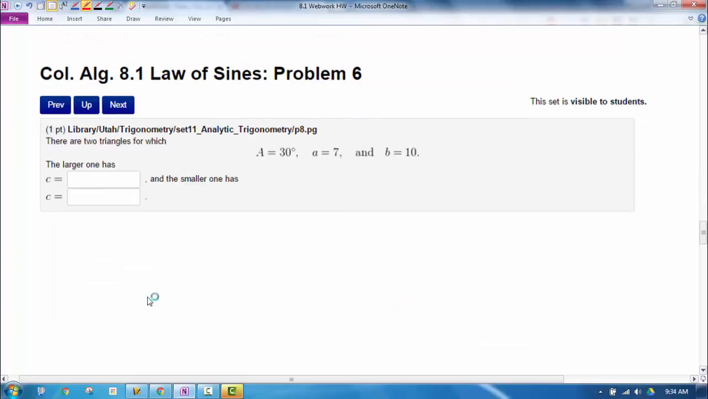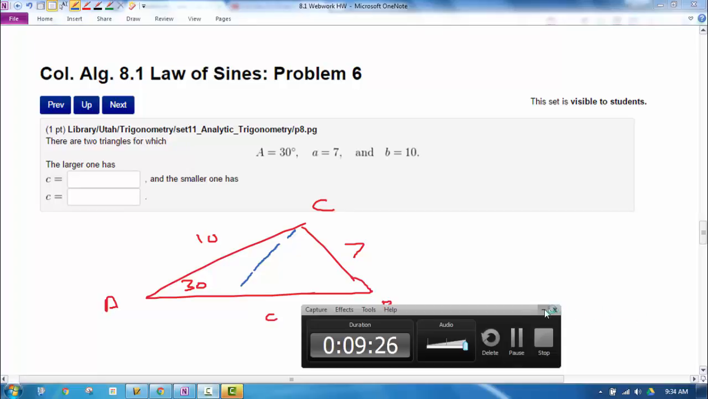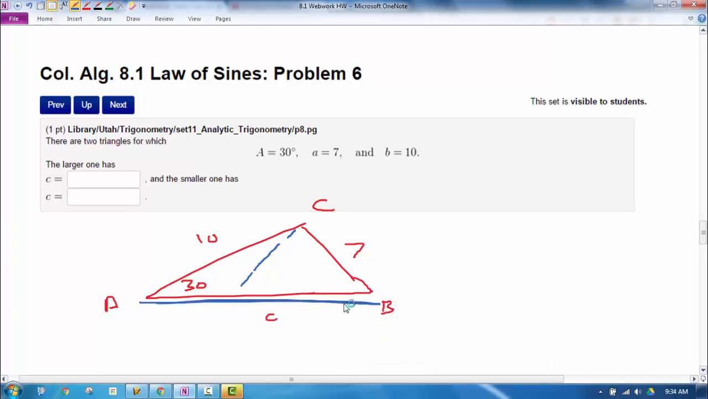Okay, the next problem says we have two triangles for this. So I'm going to draw both of them. We have a 30 degree angle here for angle A. Side A is 7 here. And side B across from angle B is 10. So I could draw this triangle, or I could draw this triangle where I swing this side 7 over where this is 7. So I've got these two triangles here. I need to find this side C in both of them. So in the bigger one, C is here, and in the smaller one, C is here.